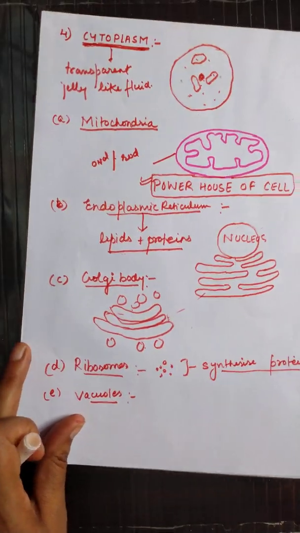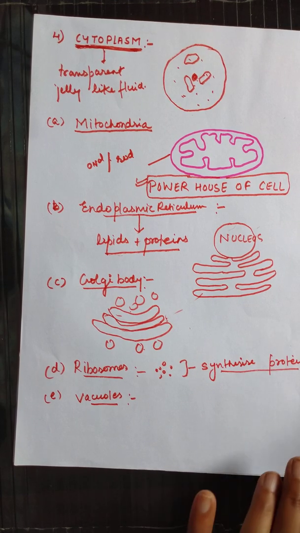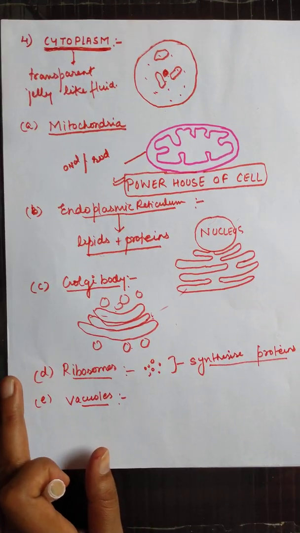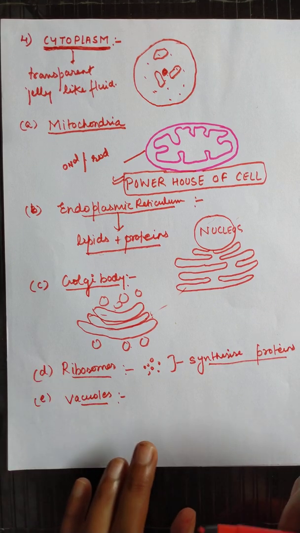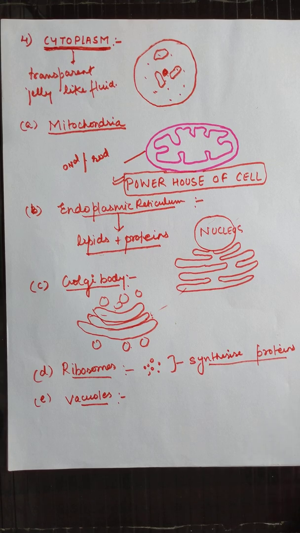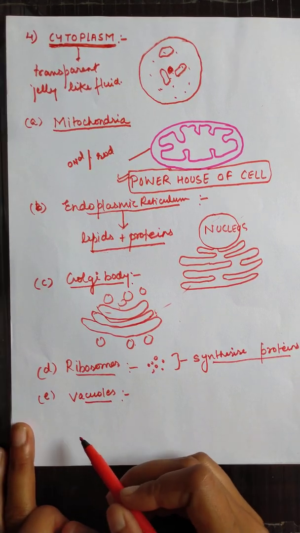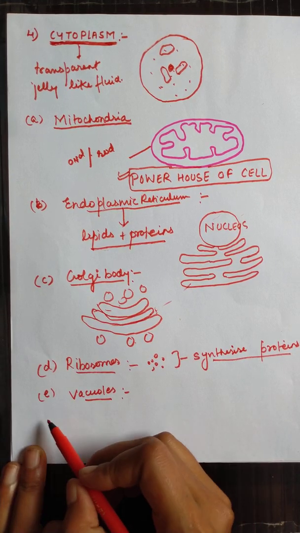So the vacuoles are generally fluid filled structures, and they may contain water, they may contain food, they may contain waste materials. That's why they are also called the residual bodies. The plant cells have larger vacuoles as compared to the animal cell. In animal cell, the vacuoles are either very small or absent.